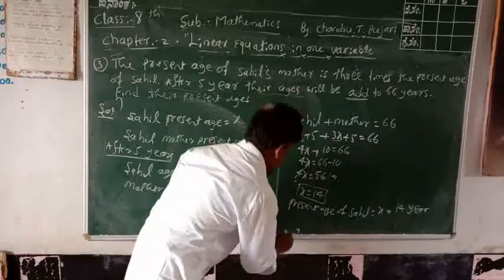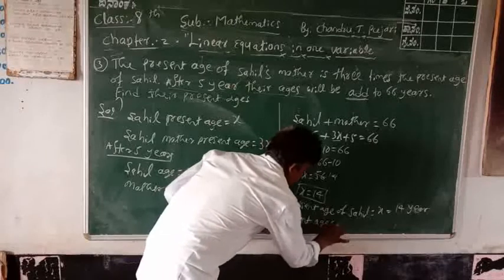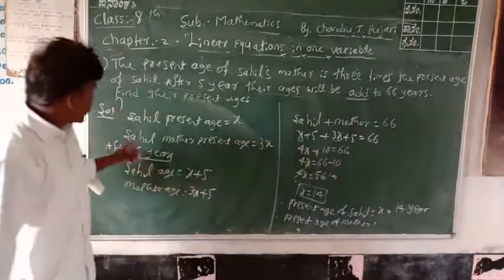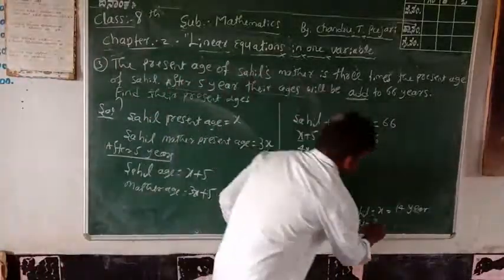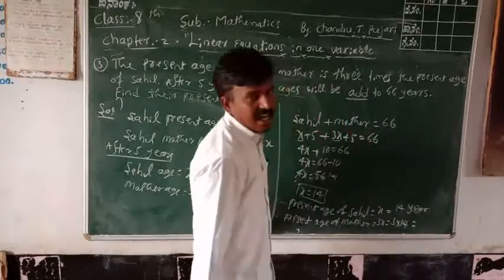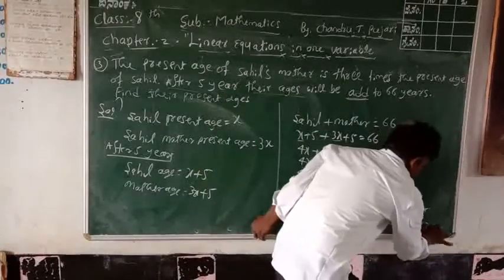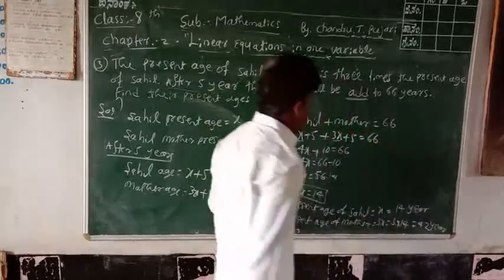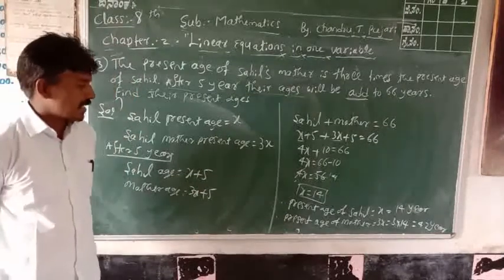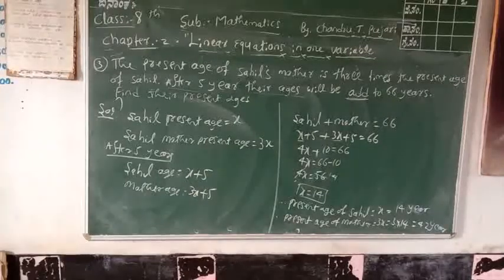Next, the mother. The present age of mother is 3x, that is 3 into x. The x value is 14, therefore 3 fours are 12, giving 42 years. Therefore the present age of Sahil is 14 years and the present age of mother is 42 years. Got it? Next one, the fourth example.